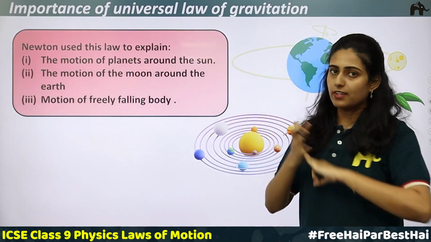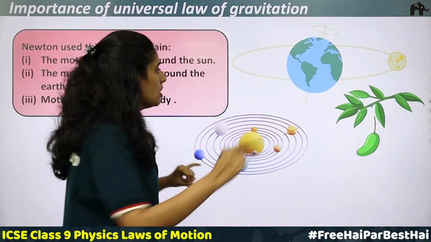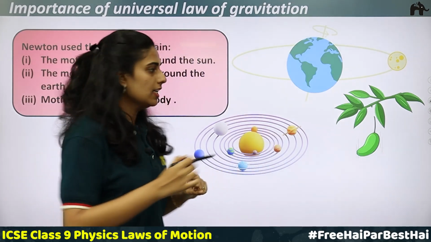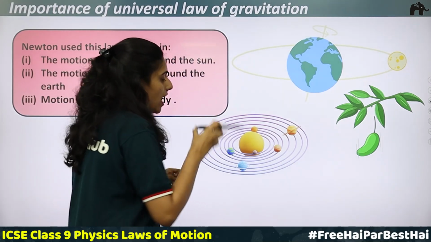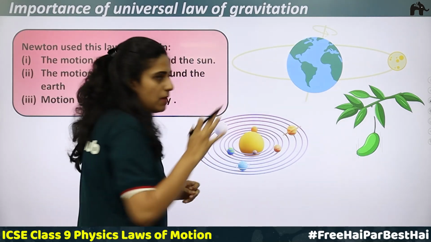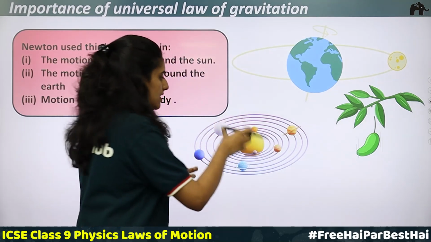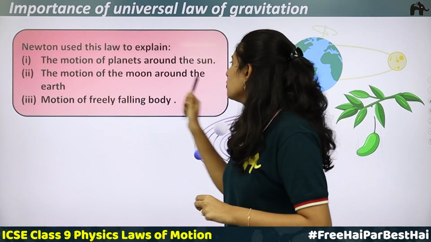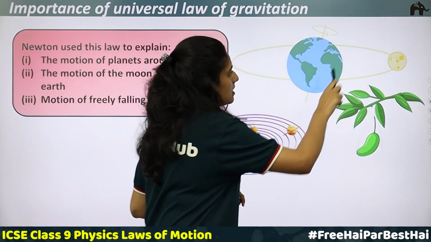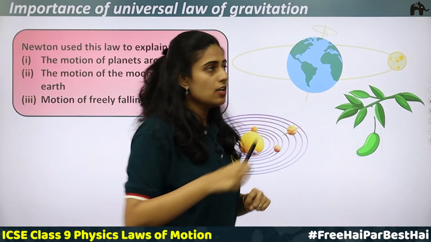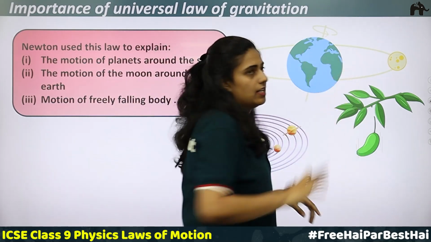Newton used the universal law of gravitation mainly to explain three things. First is the motion of planets around the sun. We know planets are revolving around the sun in circular orbit. There is a force of attraction, which is the gravitational attraction between the sun and the planets, that helps them hold to orbit around the sun. Okay. Second is the motion of the moon around this earth. So you can see earth is at the center and the moon is revolving around the earth. So here they are able to maintain their position because of the gravitational force of attraction between them.